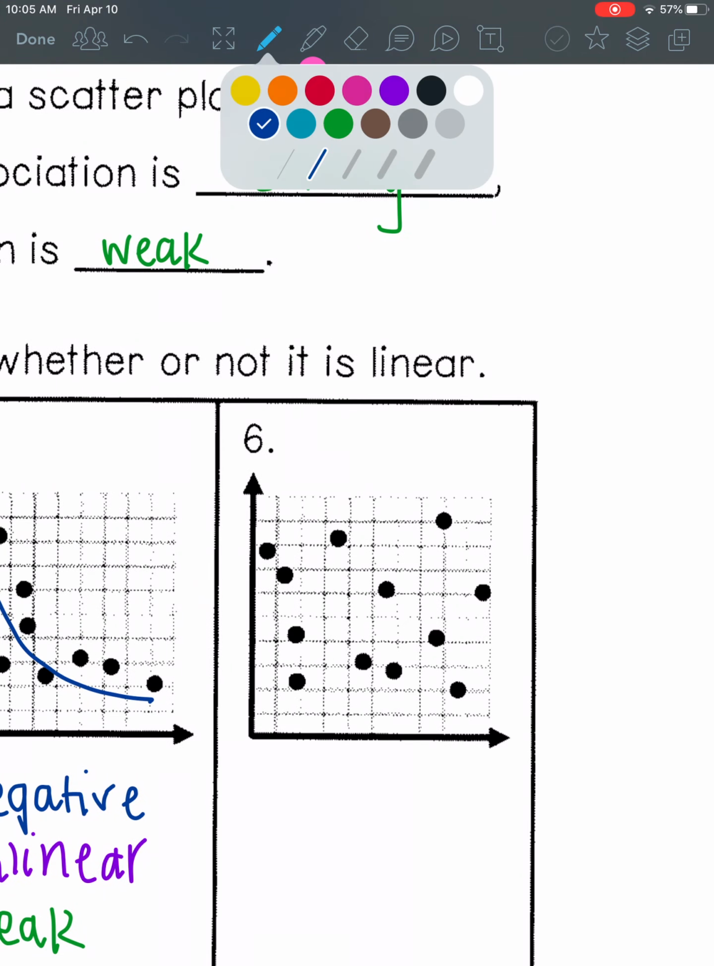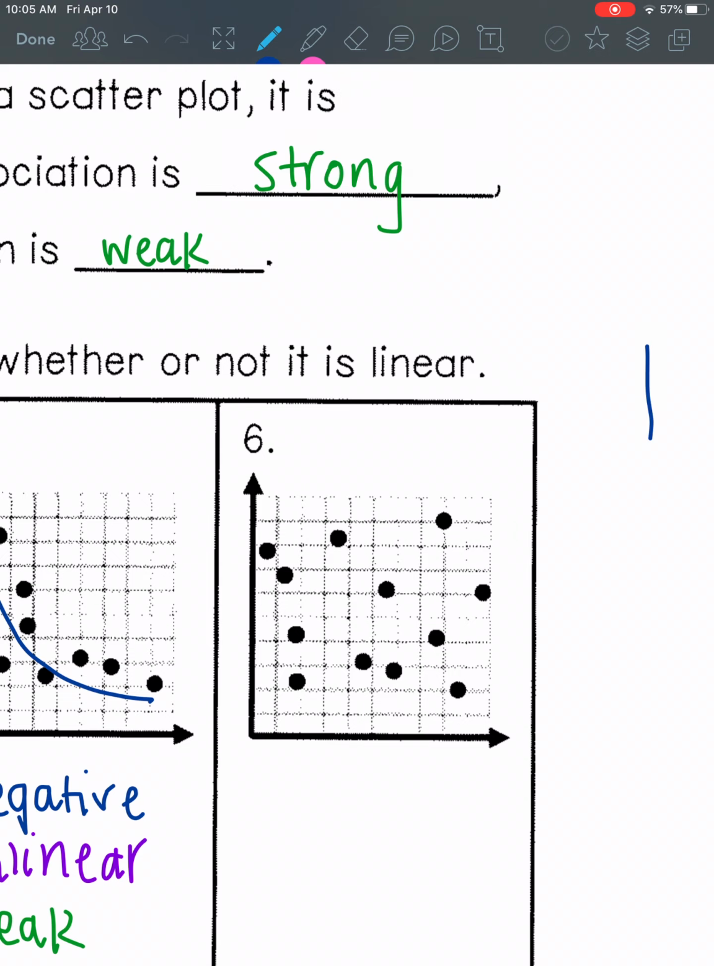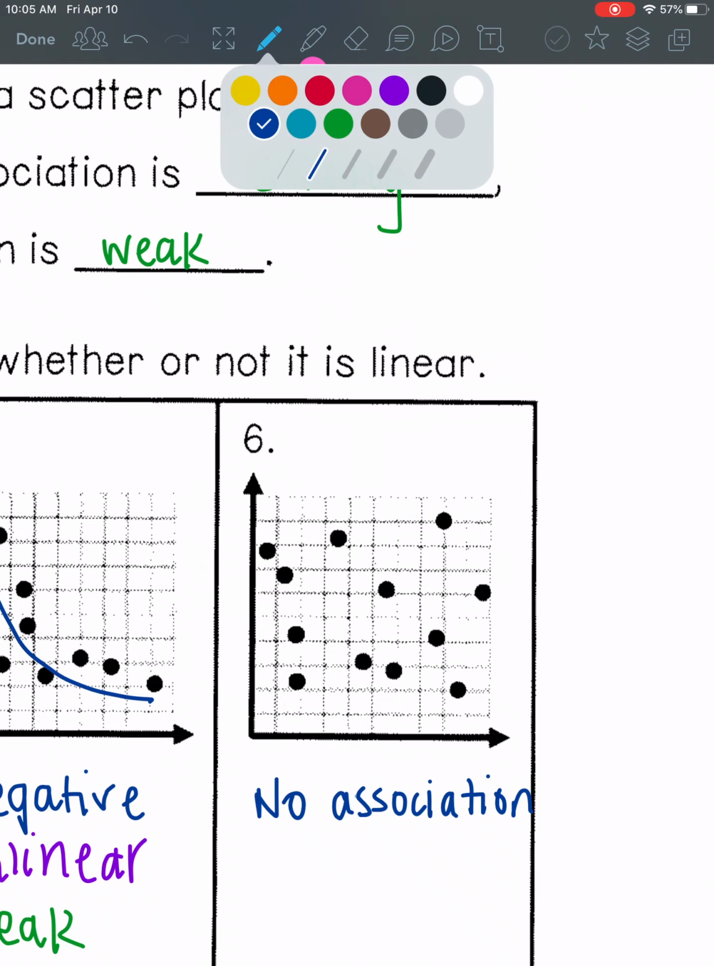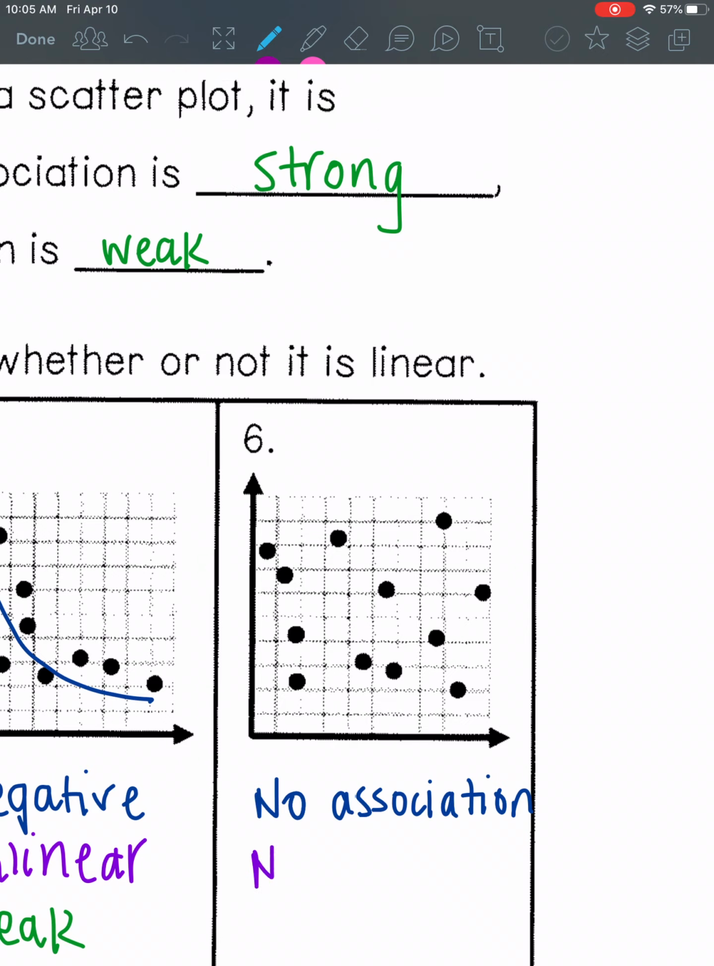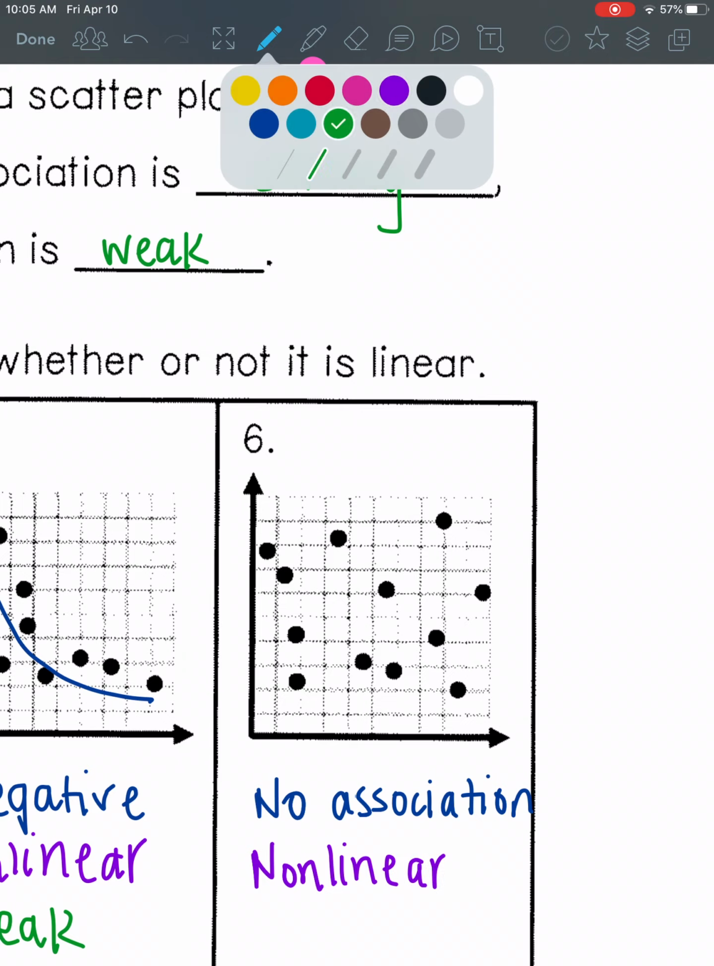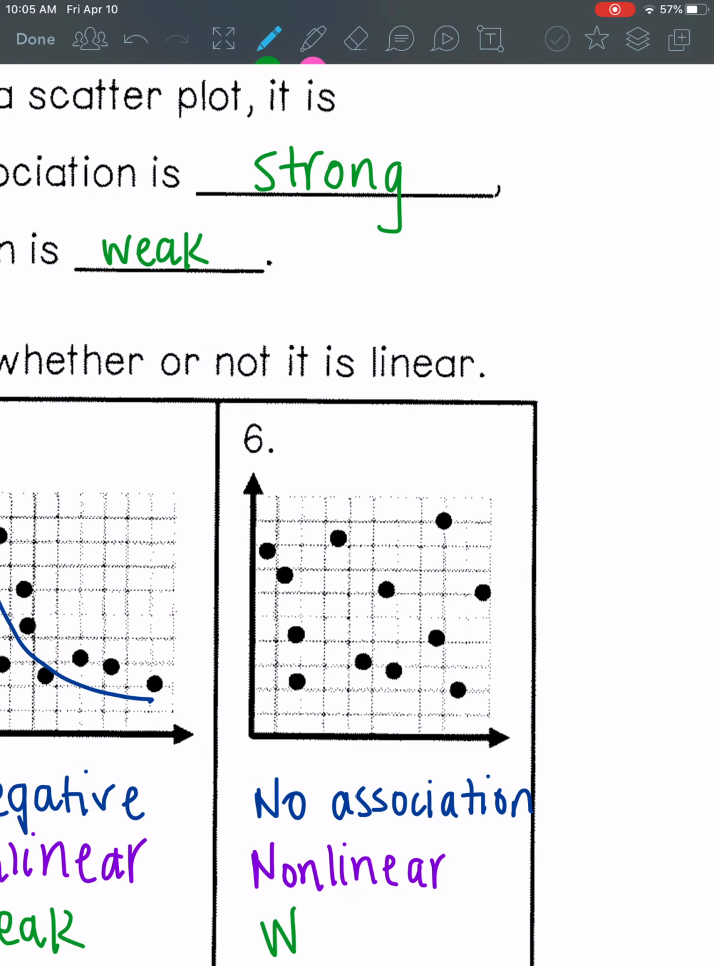We can't really draw a line. There's no exact pattern. It's not going uphill. It's not going downhill. This would be a no association. Since we can't draw that line in there, this is non-linear. And since those points are scattered all over the place with no consistent pattern, we call that weak.